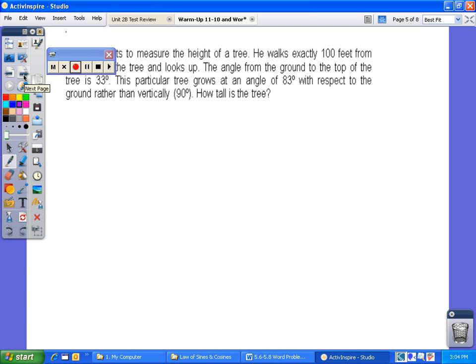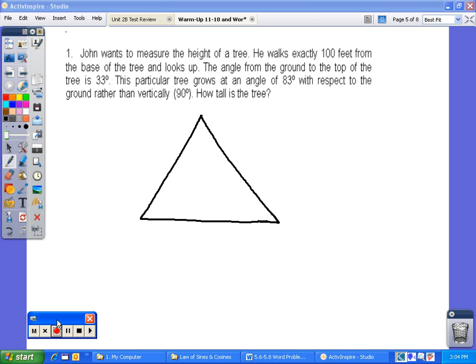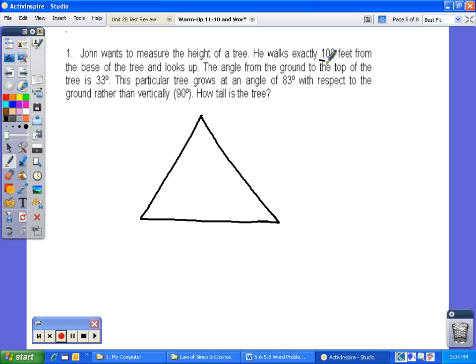Alright, the next one is the tree question. The tree question was a little weird for me, 4th period, I apologize. But the tree question was actually not that hard to set up. Whenever you have word problems, always try to underline things that will help you. So, you know he wants to measure the height of the tree. He walks exactly 100 feet from the tree. So I know that if he's walking in a horizontal direction, this will be my 100 feet here.